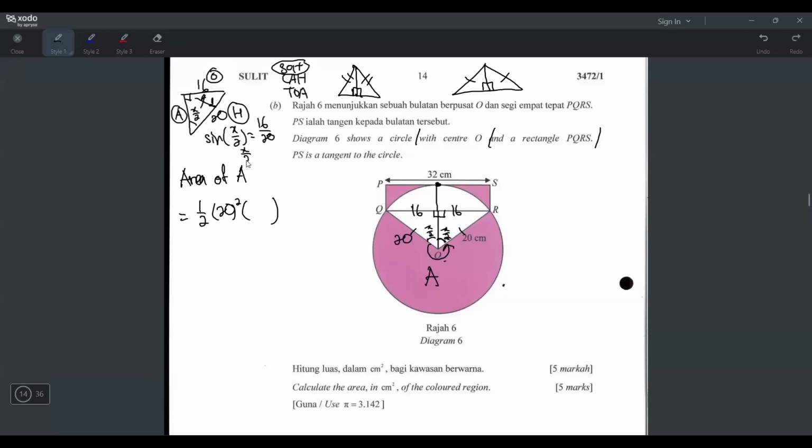And now you can find your x over 2. Just press shift sine 16 over 20. Okay, let me press. Your answer will automatically come out in degrees. My calculator gives me 53.13 degrees. But I want you to know something. When you press shift sine, you actually have two answers. One answer in quadrant 1, one answer in quadrant 2, because in the first quadrant and second quadrant, sine is positive.